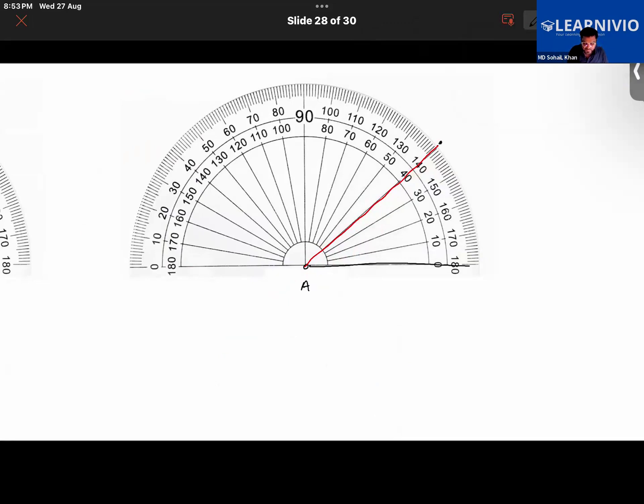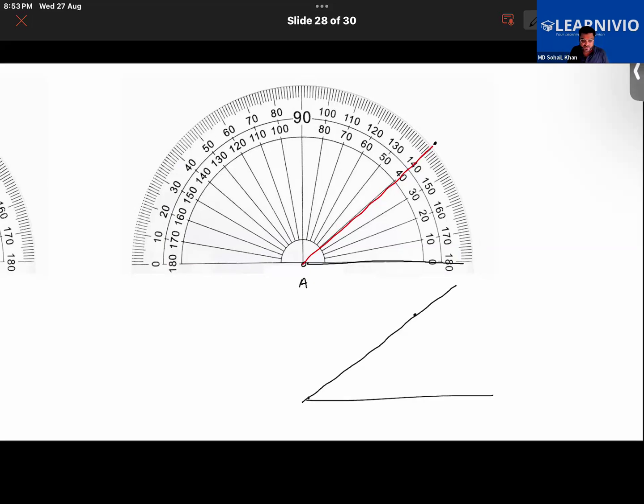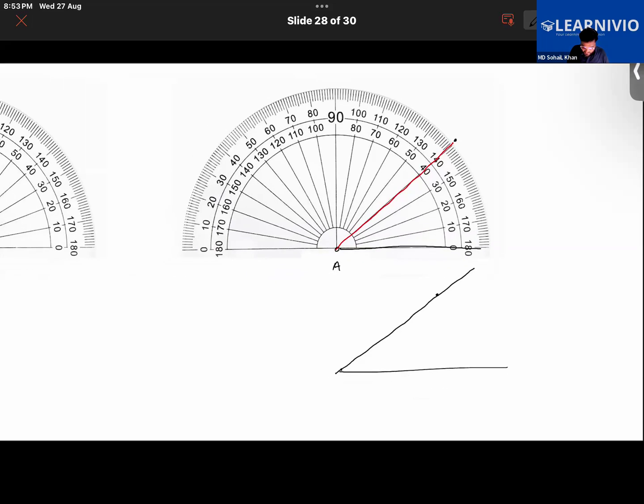Getting it, guys? You will place a dot over here. Now you will remove the protractor. Then this dot and this dot, you will be connecting with a line. In this manner, it has to be done. And there you go. That is your 40-degree angle.